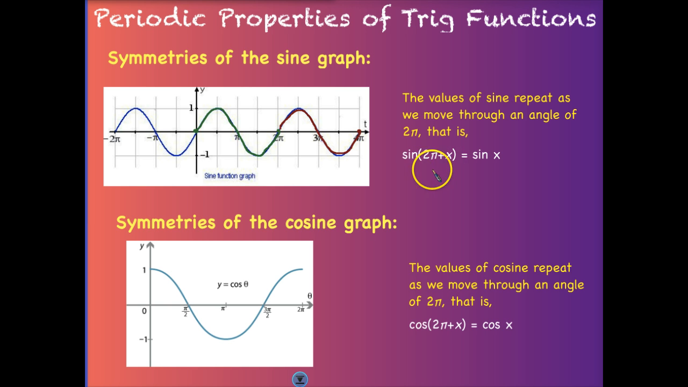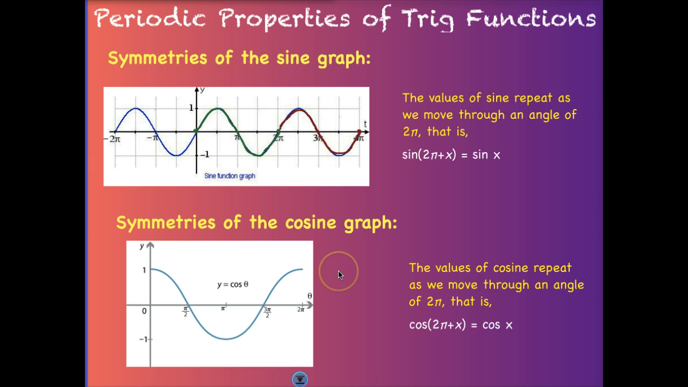Thus, we can write this expression. The sine of 2 pi, or the value of the sine of 2 pi, plus any number of those periods, will always be the same value. As you can see here, at 0 it is 0, at 2 pi it is 0, and at 4 pi it is 0. So we know that the period of the sine graph repeats every 2 pi.